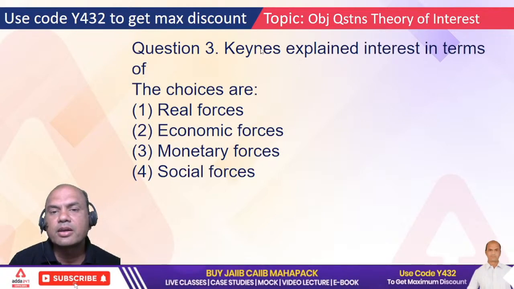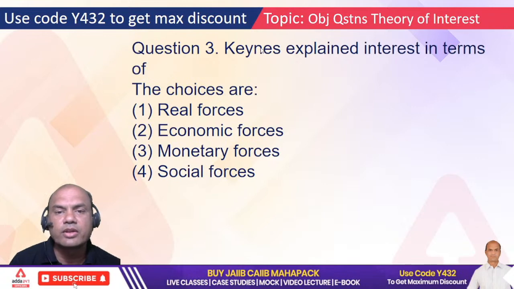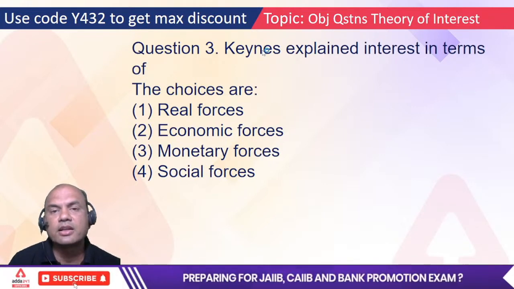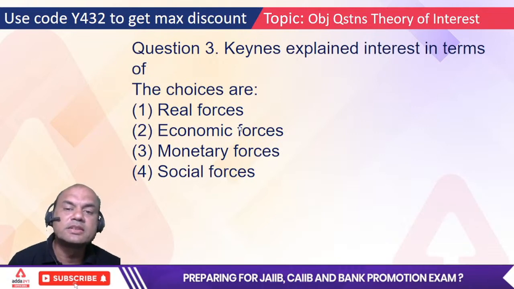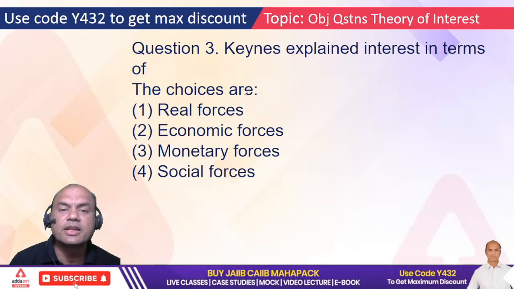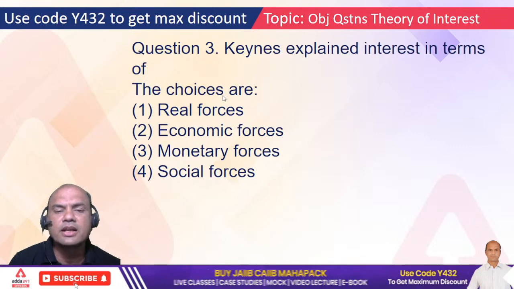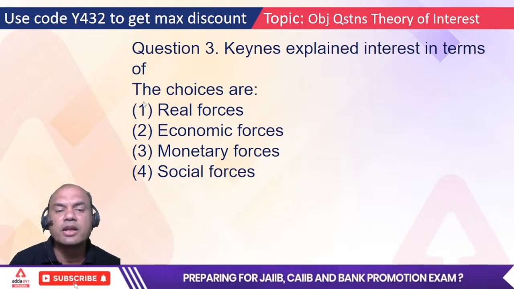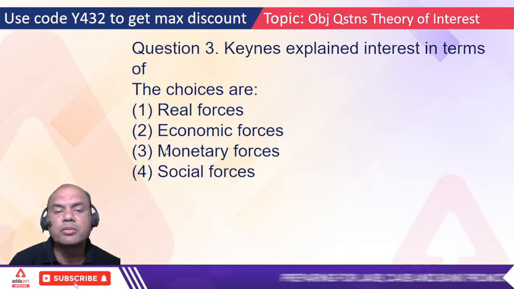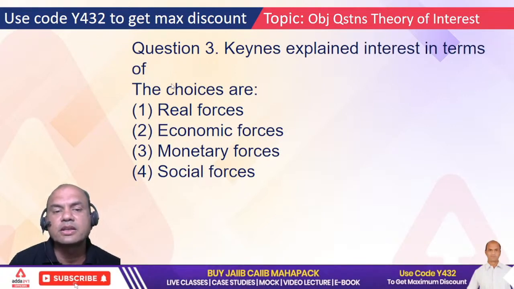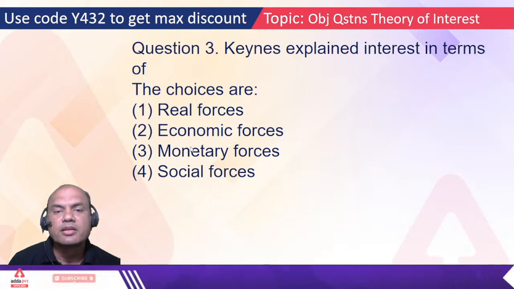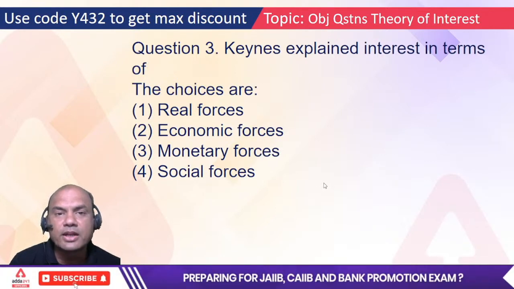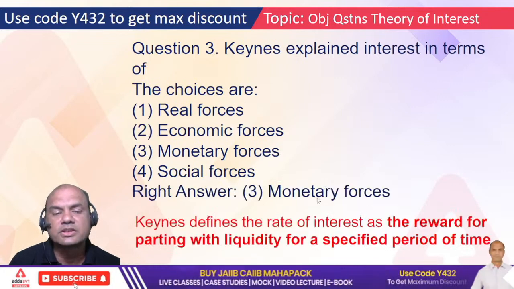Keynes explains interest in terms of, so interest as per Keynes theory. Remember Keynes theory, I have taken it in one of my lectures earlier. Follow this champion series fully, okay? Keynes theory explains everything in terms of money only. It's related to monetary terms only. So the answer, I gave you the hint: real, economic, monetary and social. Which one is the correct answer? Keynes has explained everything in terms of money. So the answer will definitely be monetary forces, right?